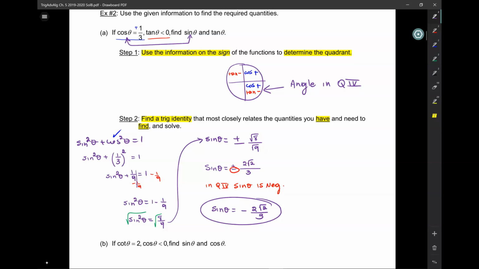So why did we write in there cosine? Because we had to use what we were given. We were given that cosine is positive, and that's in the blue quadrant. Then we were given that tangent is negative, and that's in the red quadrant. Because I had 2 show up in quadrant 4, that means my angle is in quadrant 4. So everything else I find now has to be consistent with quadrant 4.